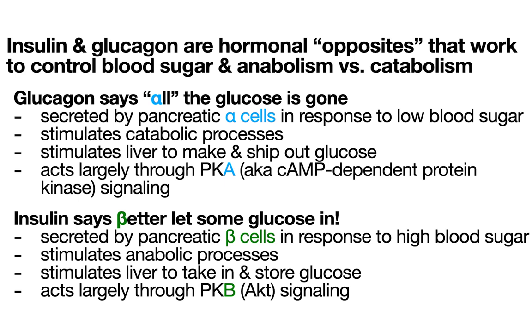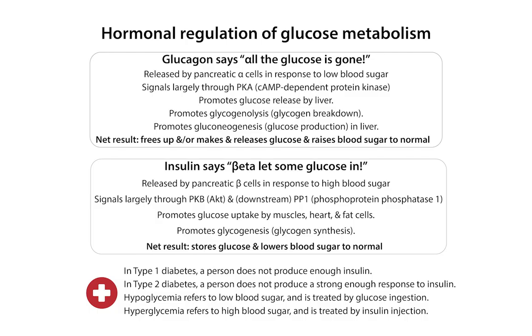On the opposite hand of things, you have this hormone glucagon. Glucagon says all the glucose is gone. It's made by the alpha cells of your pancreas, and it does the opposite of insulin. It's going to tell the cells to break down that glycogen. The liver is going to ship out sugar for the body. The muscles are going to use that glycogen for energy.